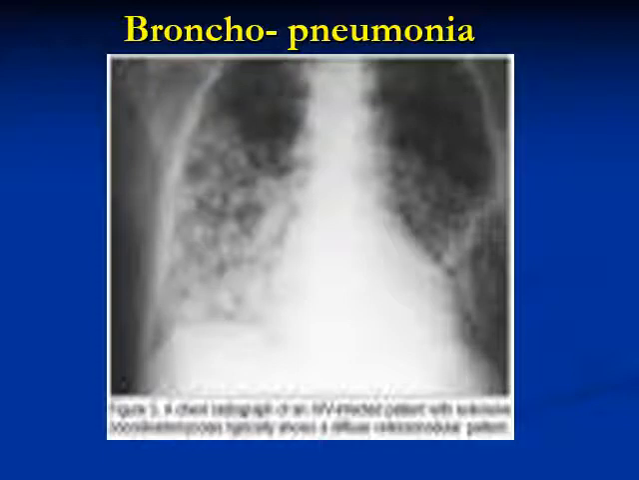Here you see the lung. Here there is non-homogeneous opacity, opaque consolidation affecting both lungs. This is typical bronchopneumonia, which is caused by either viral infection or by atypical infection also.